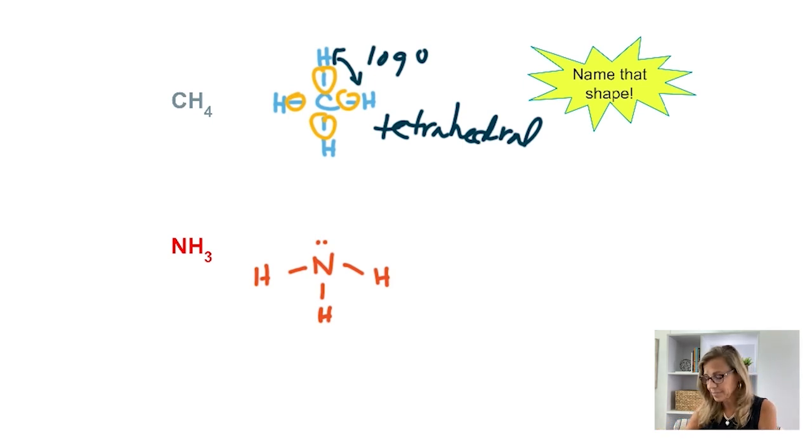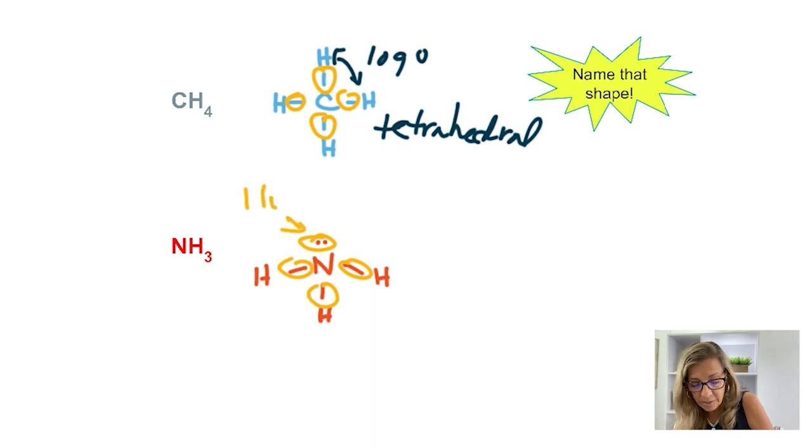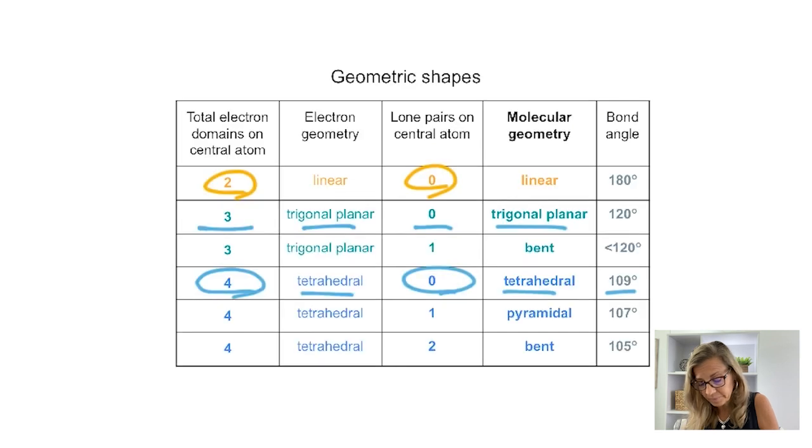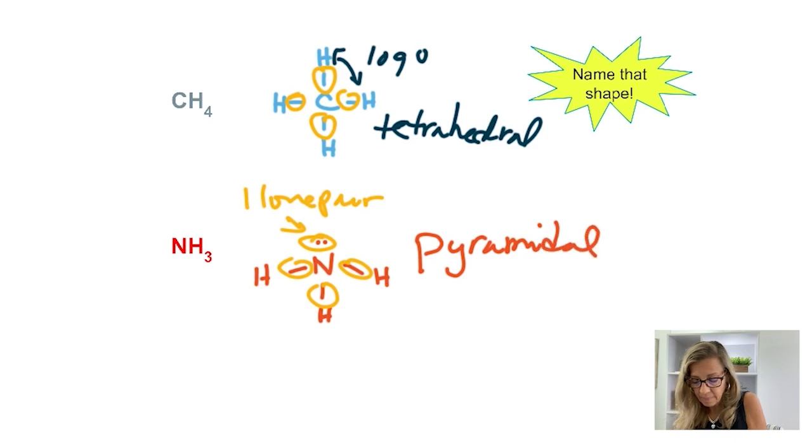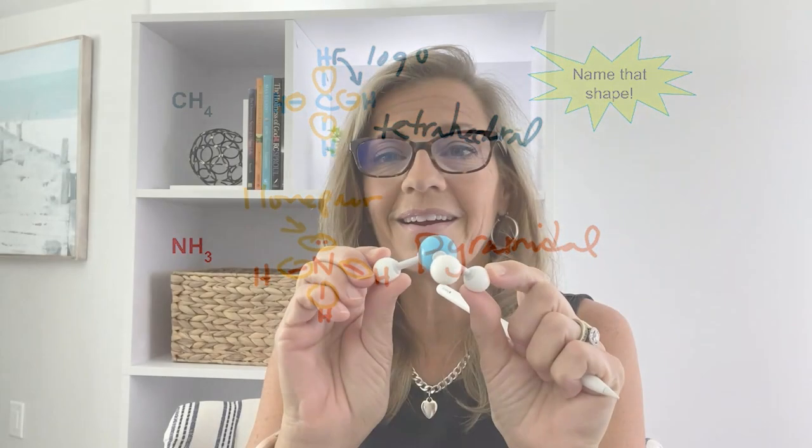All right, what would happen if we had 4 domains, but we were missing an atom on one? And that would look something like this. Okay, and this is ammonia. So I've got 1, 2, 3, 4 domains, and there's 1 lone pair. And we go to our table. There's 4 domains, 1 lone pair. So this one is called pyramidal. So ammonia is pyramidal, and it kind of looks like a pyramid there.